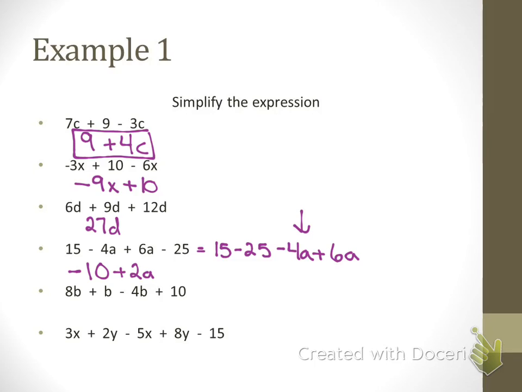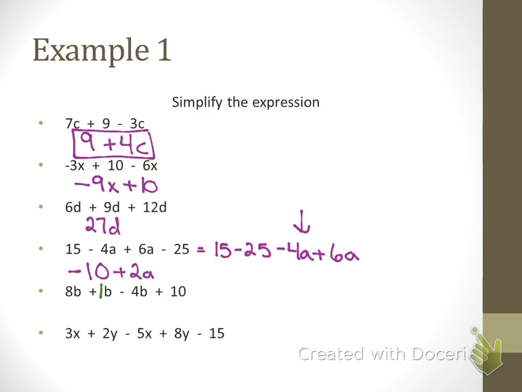All right, now, what do you notice that's different about the next one? 8b plus b minus 4b plus 10. What do you see that's different? There's just a b that's completely by itself. So here's what you need to know. Anytime you see a variable that stands alone, it has an understood 1 in front of it. So when you copy down this expression, because everybody should be writing these down in their notes, I want you to write down 8b plus 1b minus 4b plus 10. Okay, so write them down.